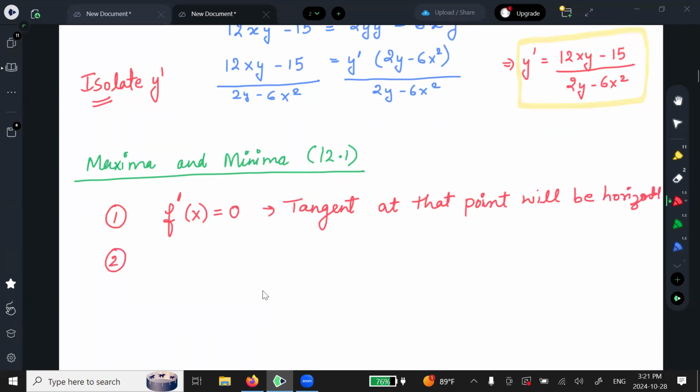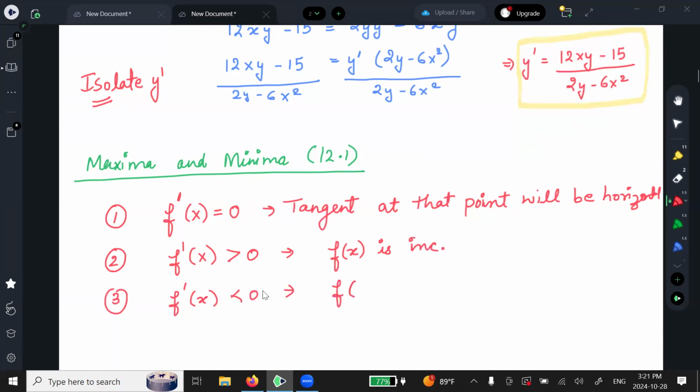Second, if your f prime x is greater than 0, what does that tell me about the function? Increasing. Good job. F of x is increasing. So they'll give you a true false question. Just know what it means, right? Understand a little bit of concepts to answer this. Similarly, if your derivative is less than 0, I will post these notes, so no need to copy. Is decreasing. Good.